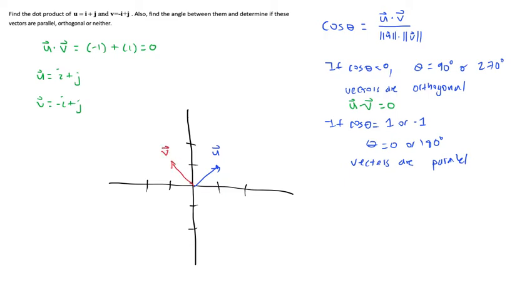What do you notice about these two vectors? Well, they form a right angle. Remember, vectors are not defined by where they are in space. They are defined by their magnitude and direction. But if you look at this, we can place this vector anywhere that we want, and we notice that they will cross at a right angle.